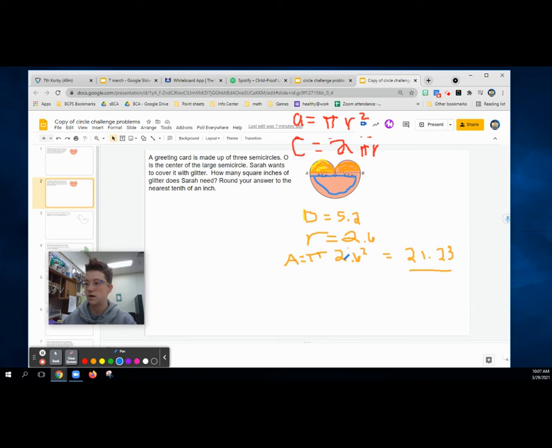We know that area is pi r squared. And the radius for the large circle is 5.2. So then you just punch that into your calculator. We get 84.94. And we're covering all of that card with glitter, so we need to add these two together.